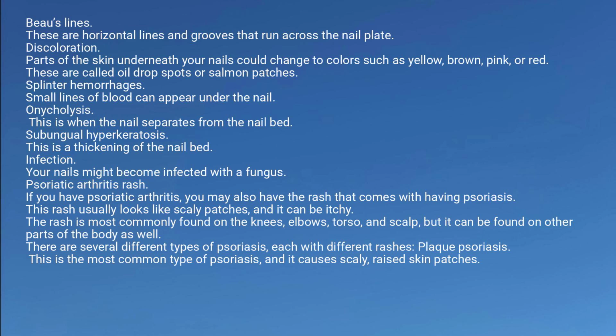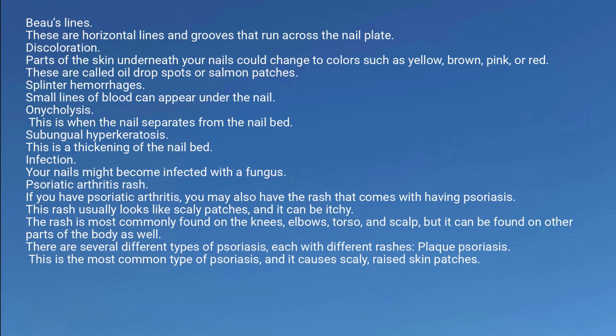Splinter hemorrhages. Small lines of blood can appear under the nail. Onycholysis. This is when the nail separates from the nail bed. Subungual hyperkeratosis. This is a thickening of the nail bed. Infection. Your nails might become infected with a fungus.